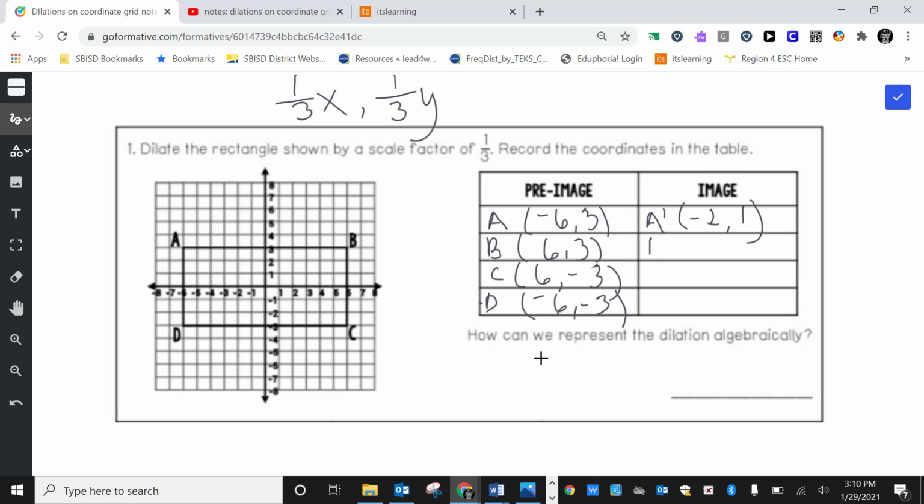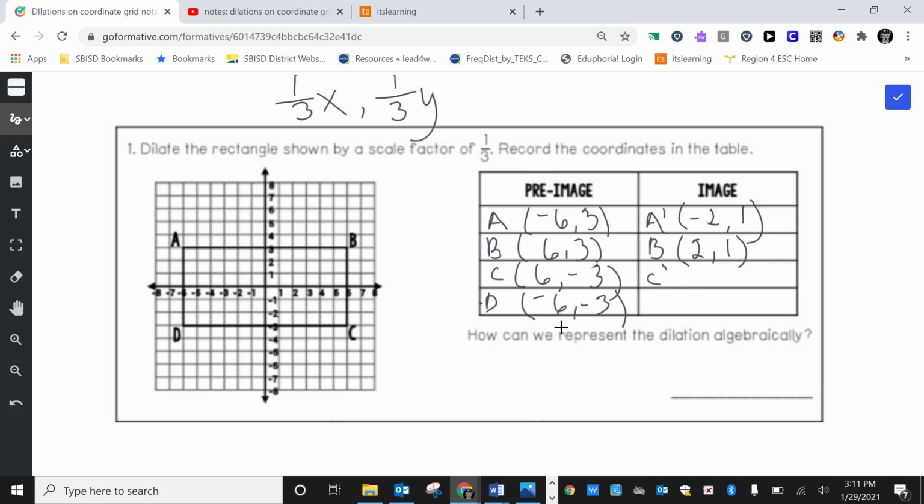Now I'm going to do the same thing for B. We're going to take 6 and multiply it by 1/3. Remember, we're multiplying all of our x's by 1/3 and all of our y's by 1/3 because when you know a scale factor, you multiply. So 6 times 1/3 is 2. And 3 times 1/3 is 1.